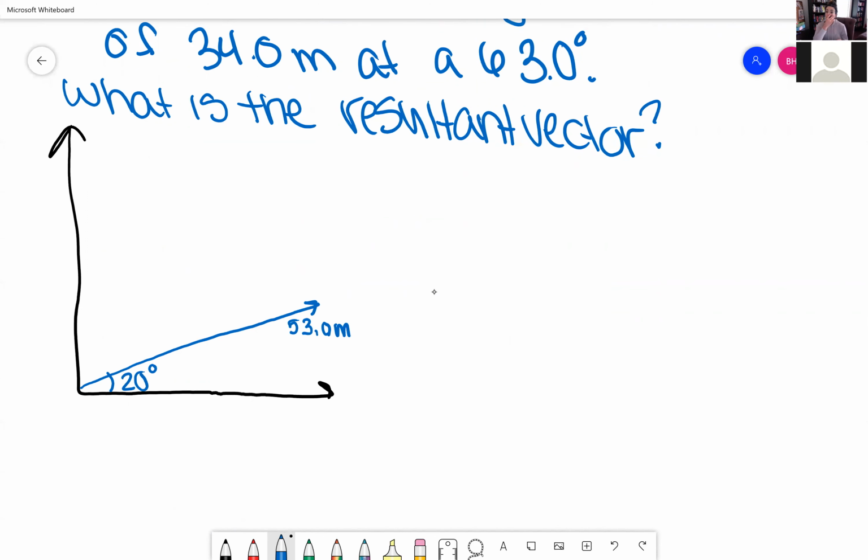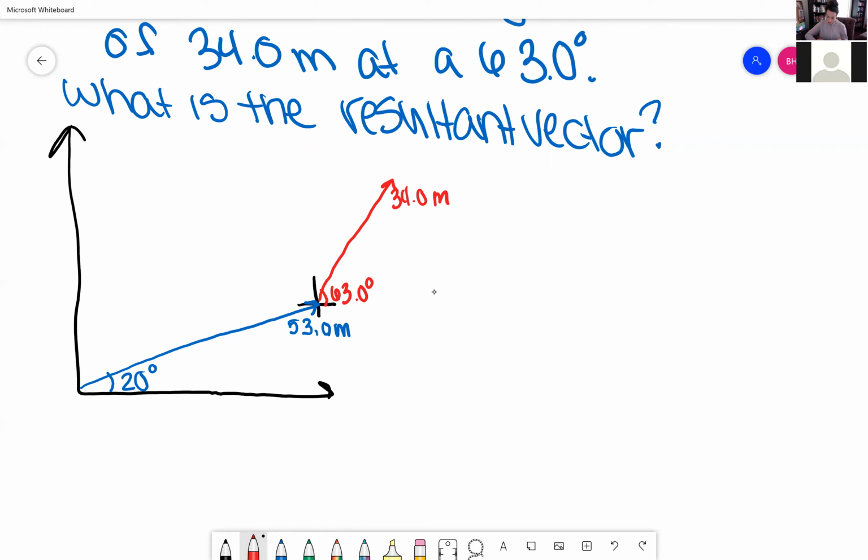Okay. Now what we want to do is draw the next vector at the tip of this vector that I have right here. So it's almost like we're going to draw another set of coordinates right on top of it, and I'm going to draw my next vector according to that coordinate system. So now I have 63 degrees. Let's say that's 63. So this angle right here is 63, and this is 34 meters.